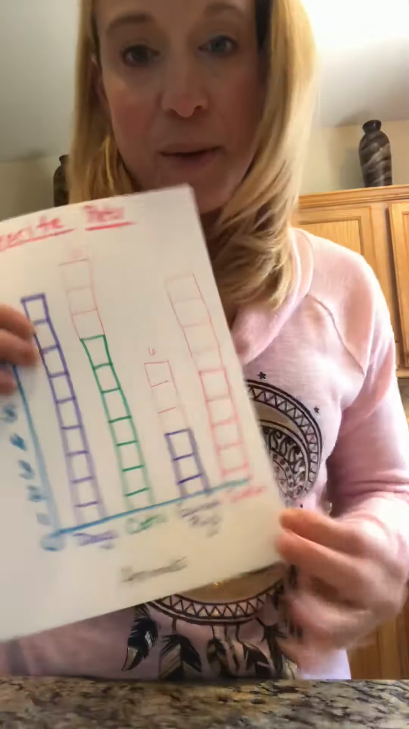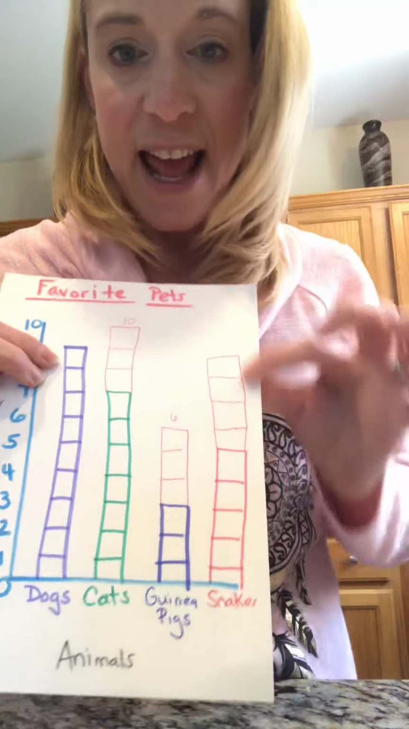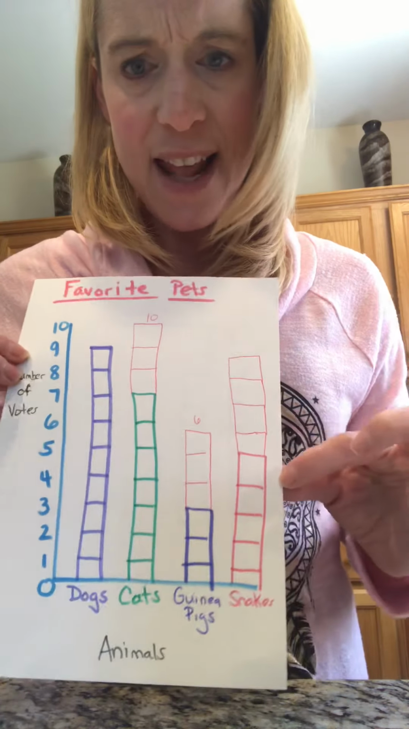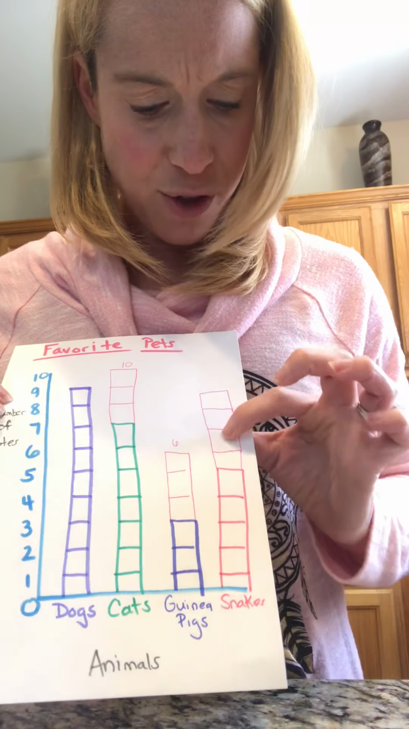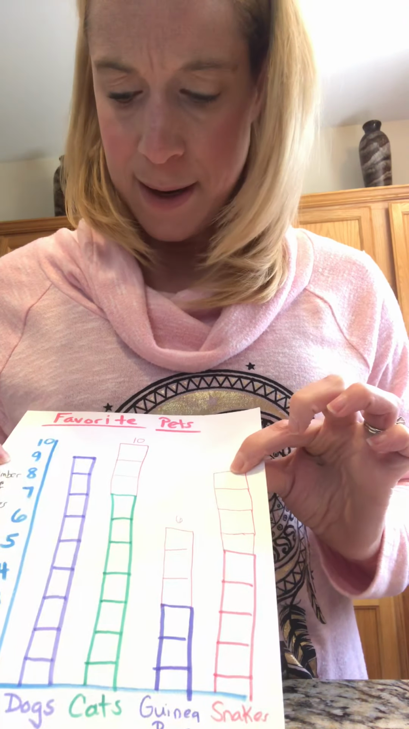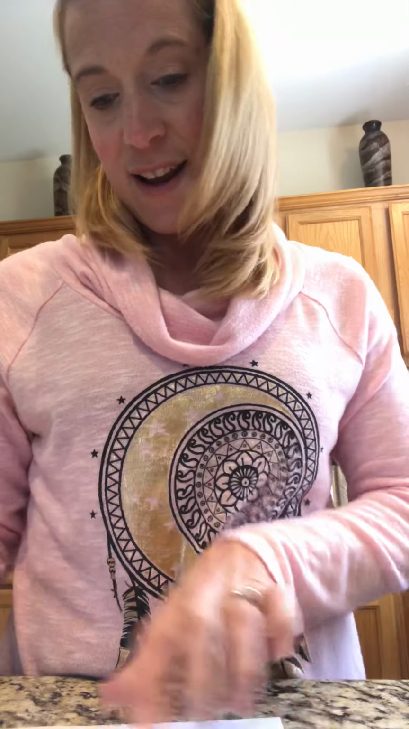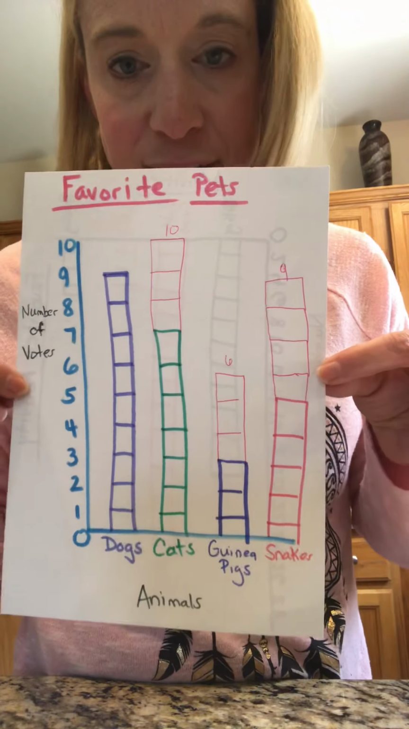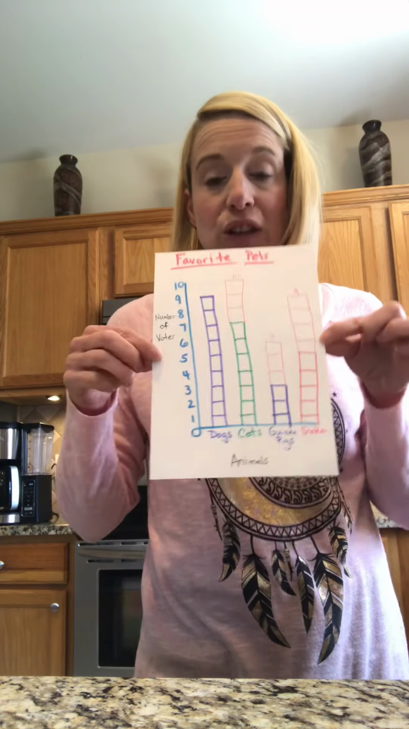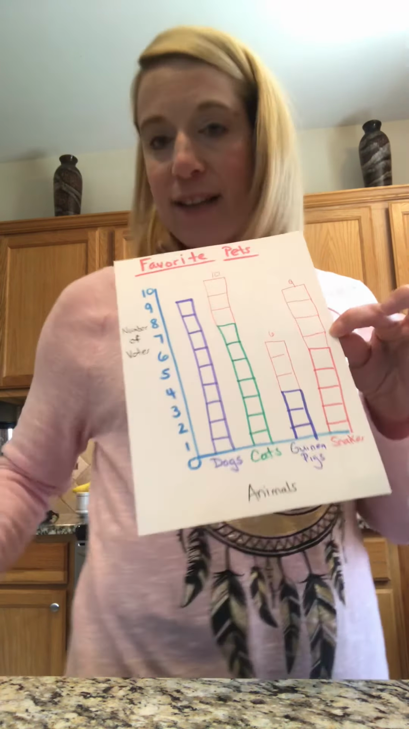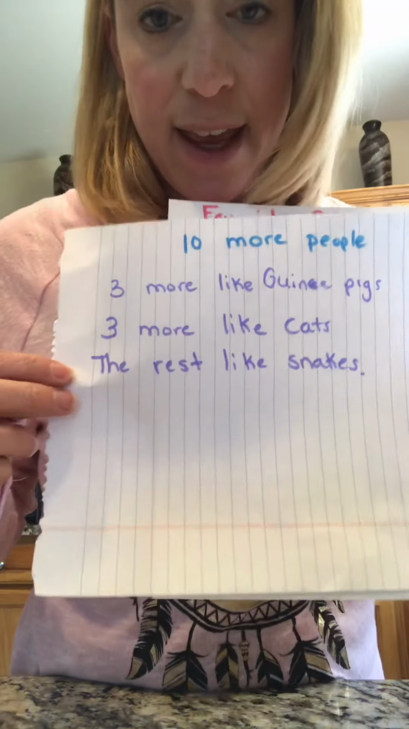All right. So I did it. So how many did that end up being? Let's see. For snakes, it was 1, 2, 3, 4 more votes, bringing it to 9 altogether. So that's how our graph changed. It changed a lot.